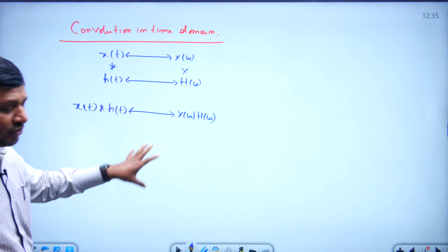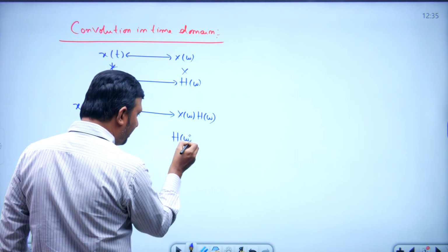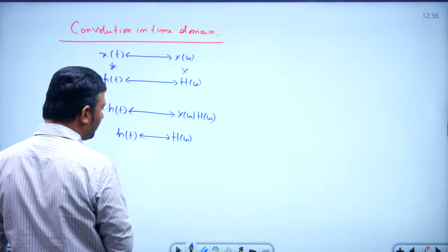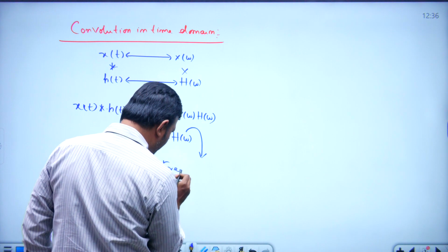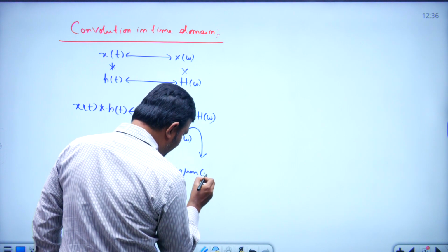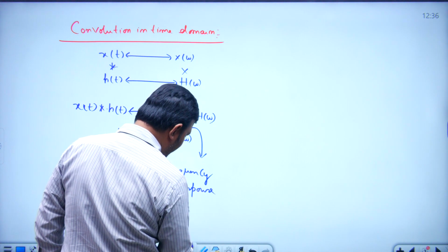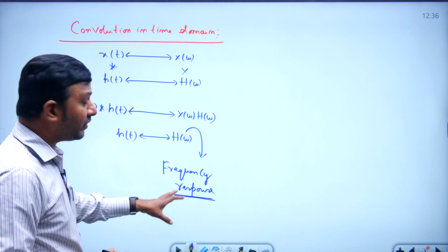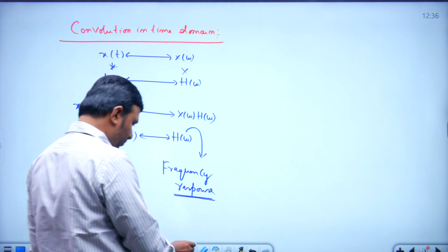This property you must know, and here this h of omega which we obtained by taking the Fourier transform of impulse response is what is known as frequency response. Remember, Fourier transform of impulse response gives frequency response, which tells us the filtering capability of the system. Frequency response tells us the filtering capability of the system. This property you must know.